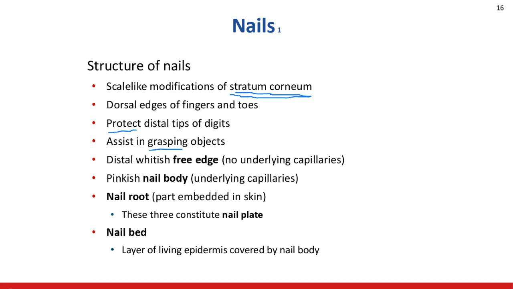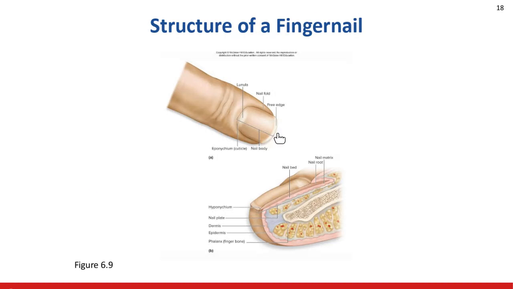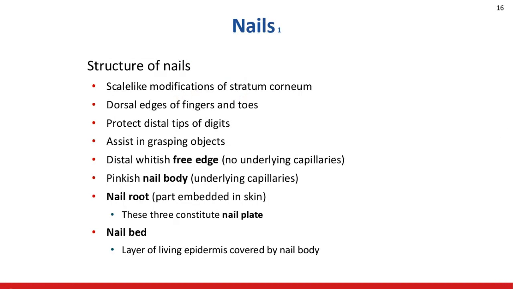There's a couple different parts to the nails here. The part that you like to cut off when you're clipping your nails is known as the free edge. I'm going to go back and forth between these slides real quick. So the free edge is this part right here. When you're trimming your nails, that's the part you cut off. It looks white because there are no capillaries underneath it. Now the part that does have capillaries underneath it is called the nail body. That's the part on the distal end of your finger. When you look at the nail body, it has that pinkish coloration because of all the capillaries under there.